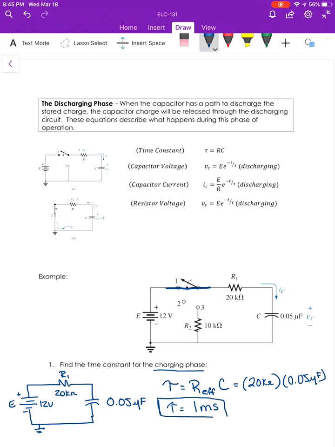So that is the tau that goes in our equation for the charging phase. Now, the total time to charge that capacitor would be 5 times that. So it would take us 5 milliseconds to charge up that capacitor with this particular circuit.